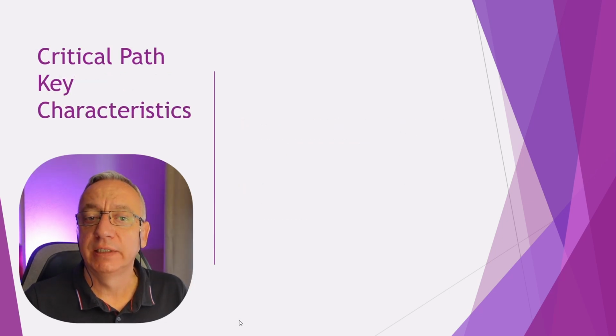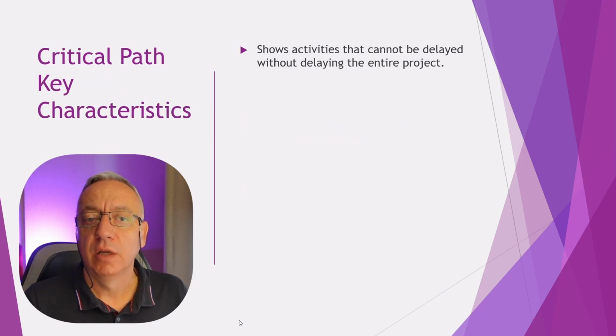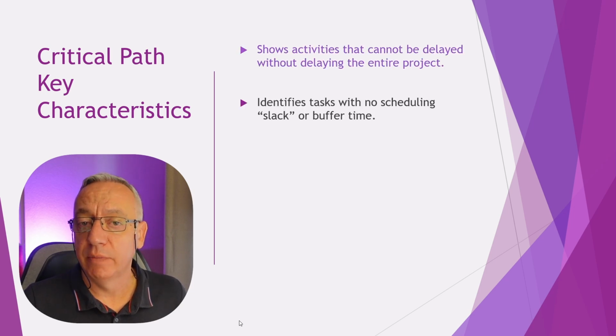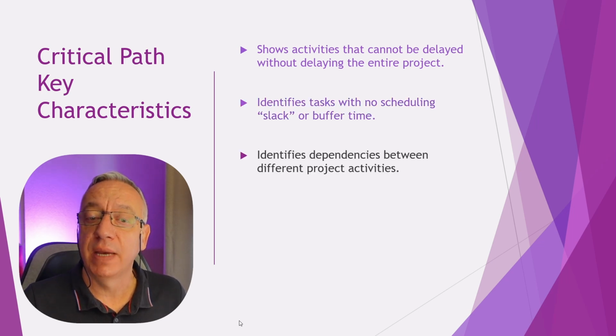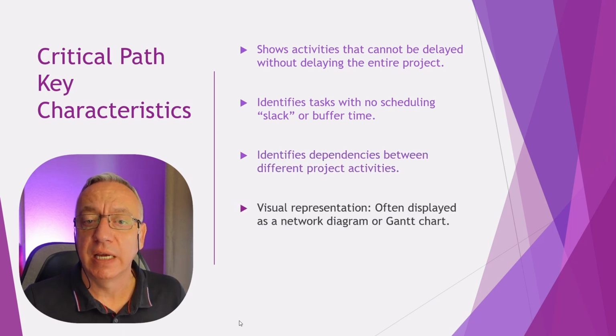What are the key characteristics of the critical path? The critical path shows activities that cannot be delayed without delaying the entire project. It helps you identify tasks with no scheduling slack or buffer time. It also identifies dependencies between different project activities, what needs to happen and in what order. Very often it is a visual representation. It is a network diagram or a Gantt chart, and we'll come back to the Gantt chart later on.